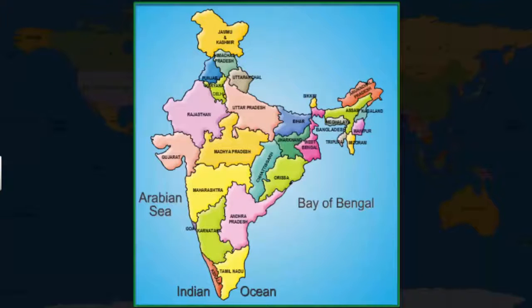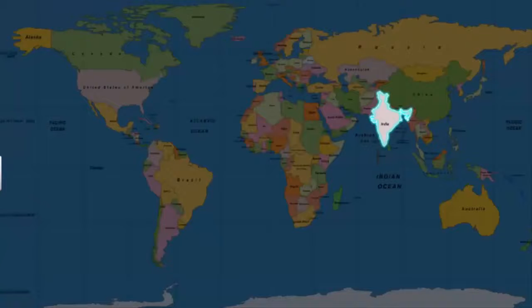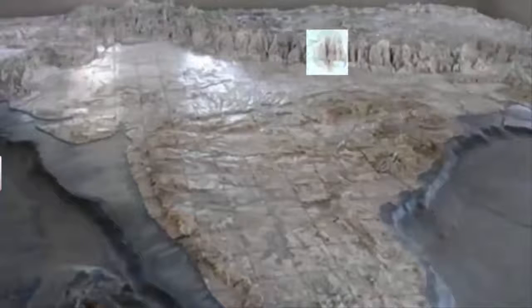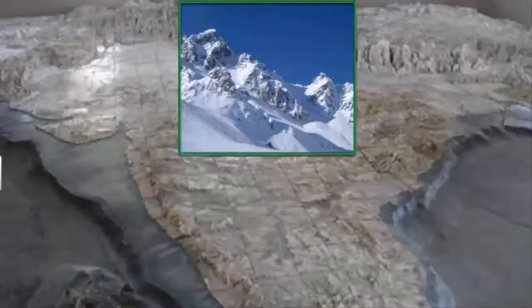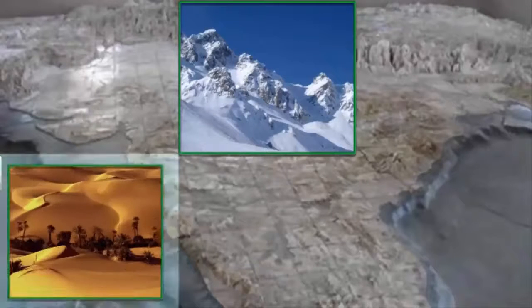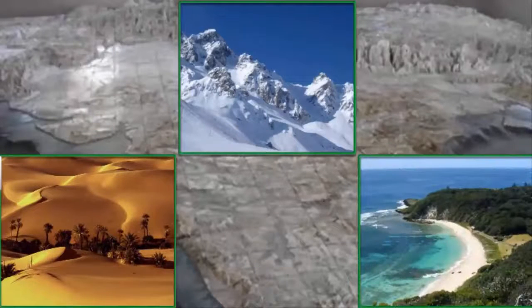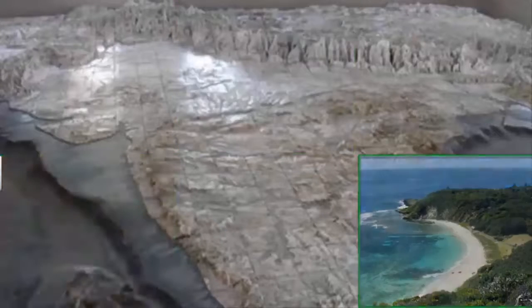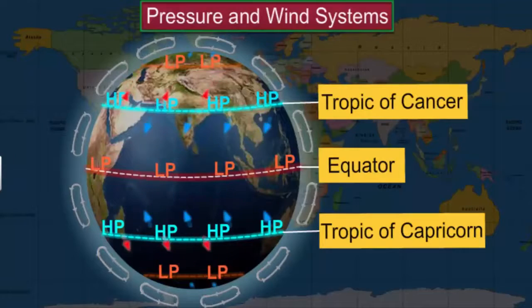India's climate is determined mainly by its location, altitude, relief features, and the pressure and wind systems.